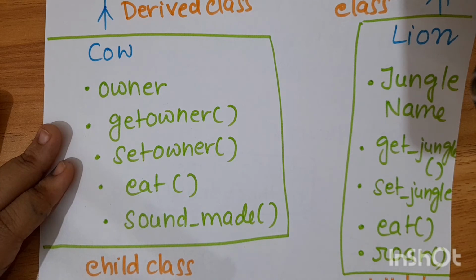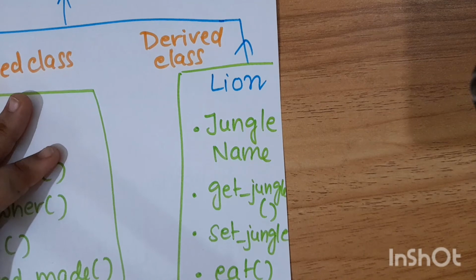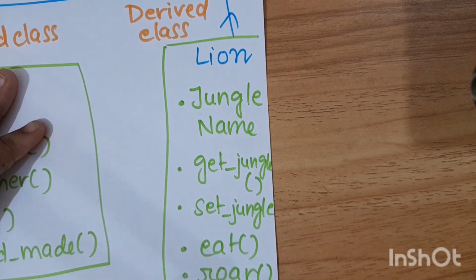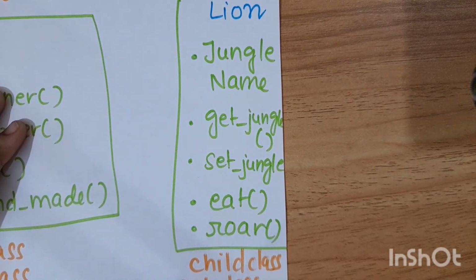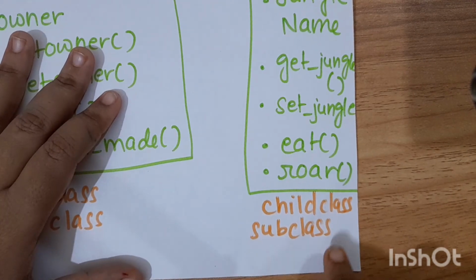So it will have the eat same as the parent class, but other functions are different, which are its own functions. Similarly, lion is also a derived class of animal. Lion is a wild animal. It belongs to a particular jungle. So jungle name is a string specific to the derived class lion. Get jungle, set jungle. These are the functions specific to the derived class. Eat is a function which is available in the parent class, and roar, what type of sound it is making. So this is also specific to the derived class. So a derived class is also called child class or subclass.